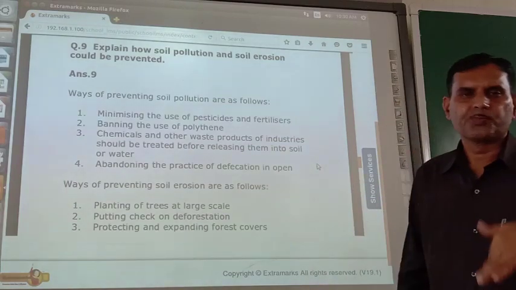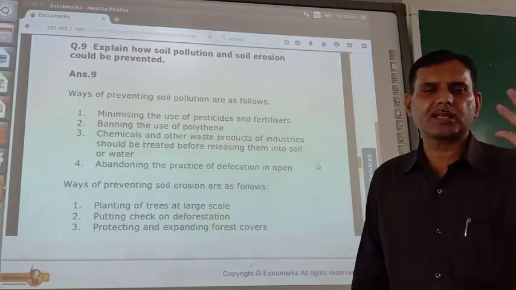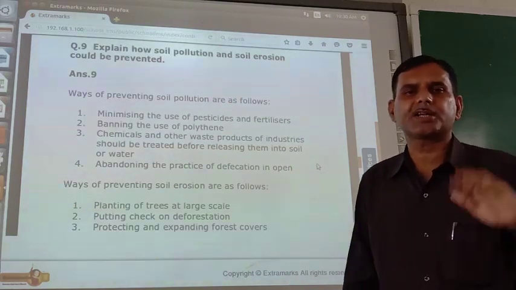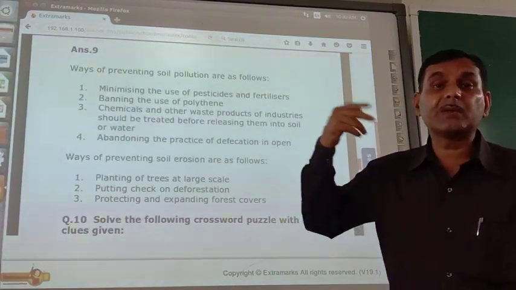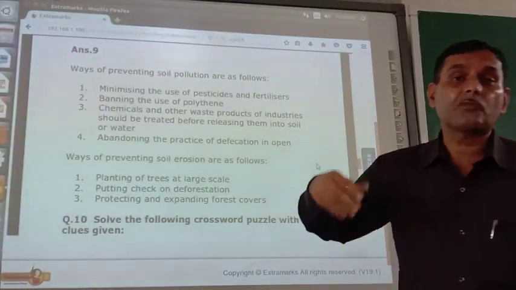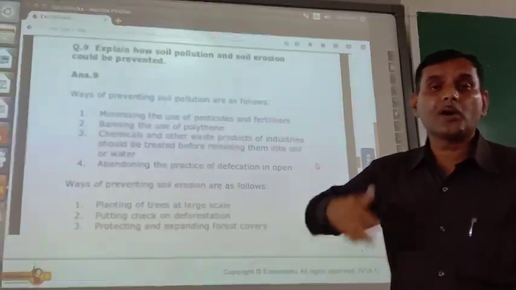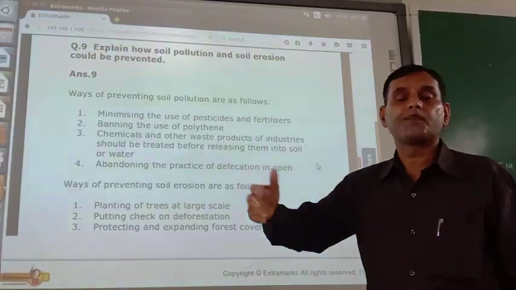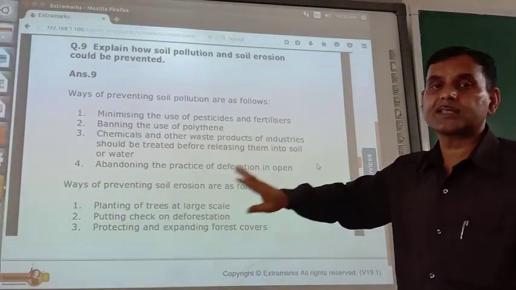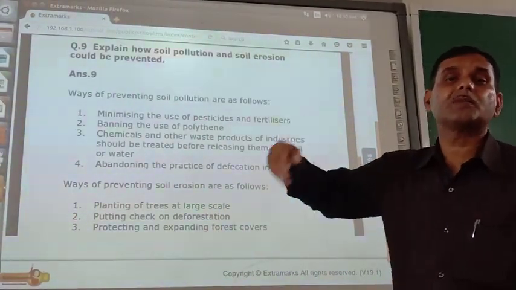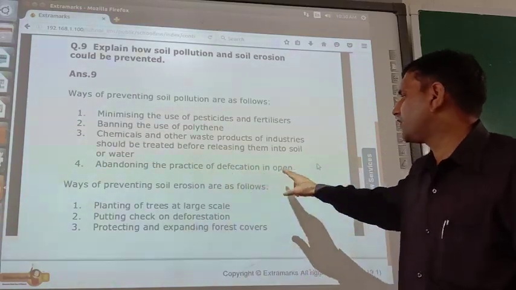Now chemicals and other waste products of industry should be treated before releasing them into soil or water. Just see, due to fast industrialization, there are so many industries in our city, in our locality, in our state, in our country. They discharge their chemical waste directly to the soil or water bodies. So because of that also soil is getting polluted. So before discharging these directly to water bodies or soil, they should be treated so that the harmful substances can be separated before mixing them into soil or water.